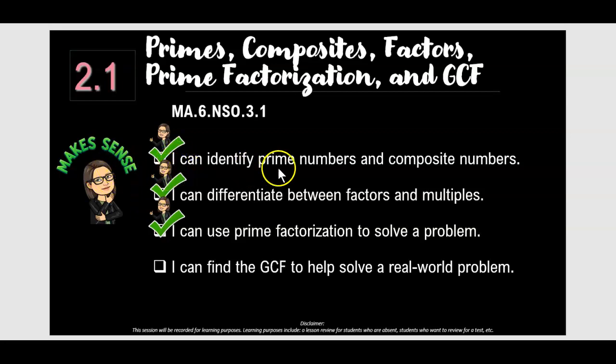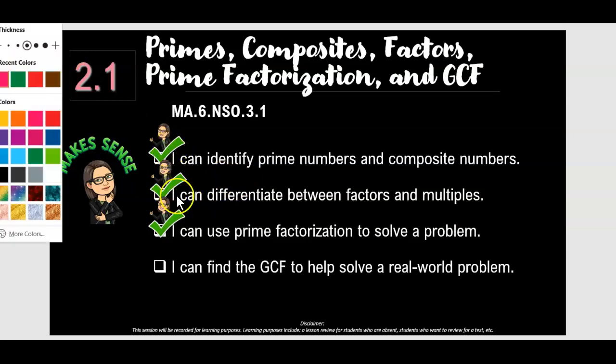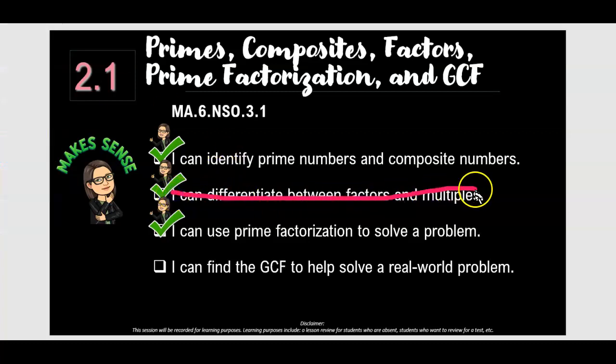Okay, so we've already identified prime numbers and composites. We've got a cool song for that. We've got to differentiate between factors and multiples. We're not doing that right now. As a matter of fact, we're doing that next week, I believe. So just hold off on that. Don't get too excited, but don't get disappointed either, because we will come to this.